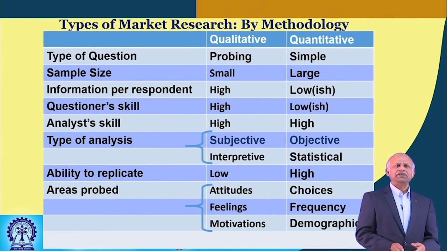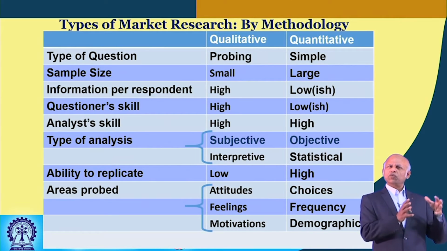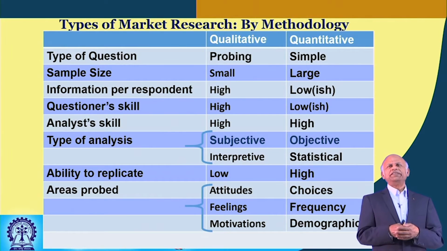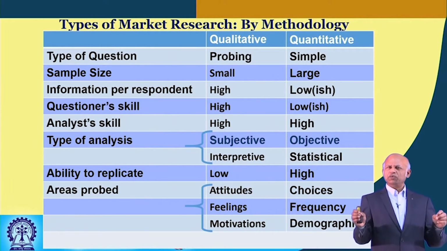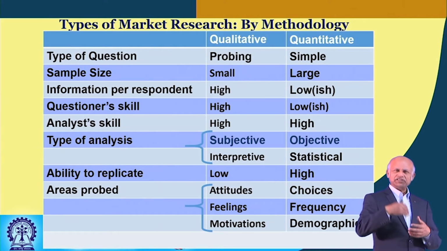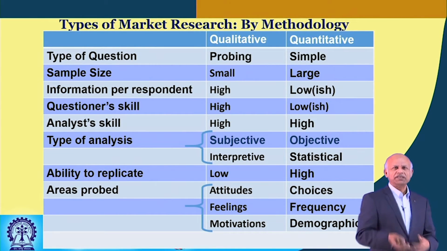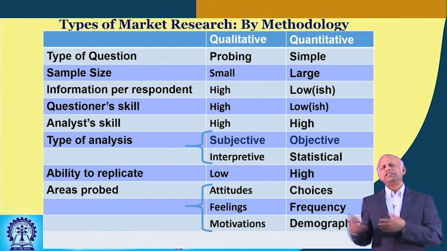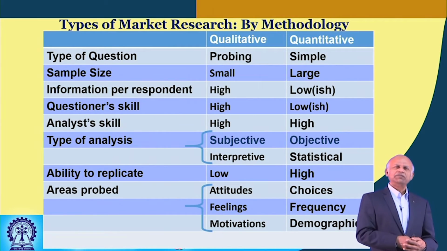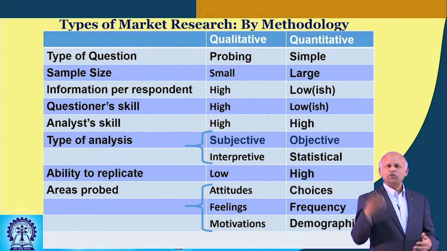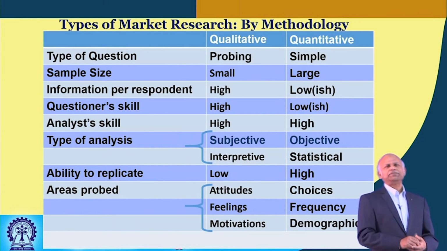I will not read them, but mostly qualitative is kind of probing, whereas quantitative is simple and you ask a question. Probing means you keep on asking questions: they give an answer, and based on the answer you ask another question. Sample size is small because you have to interact, whereas quantitative you send the questionnaire to many people and then it becomes a large sample. Talking to large numbers of people for probing is very difficult.